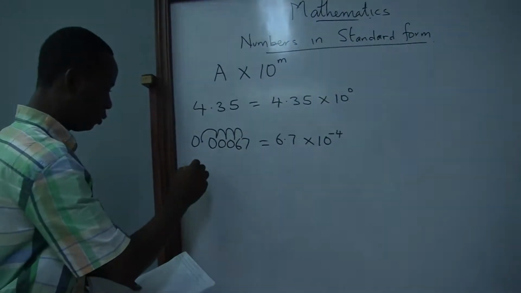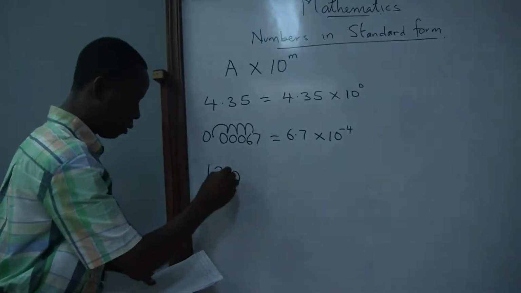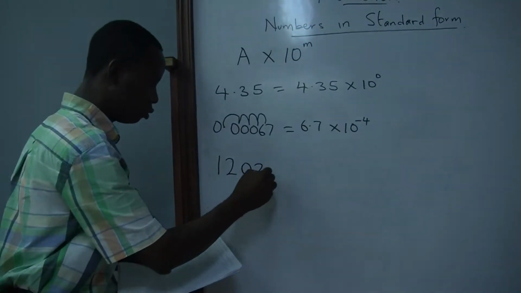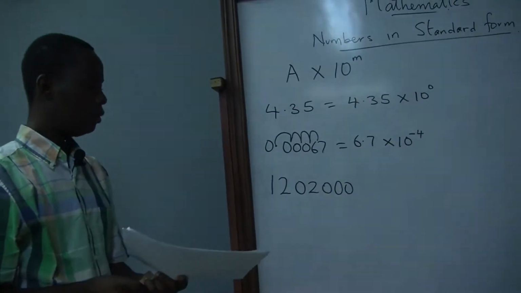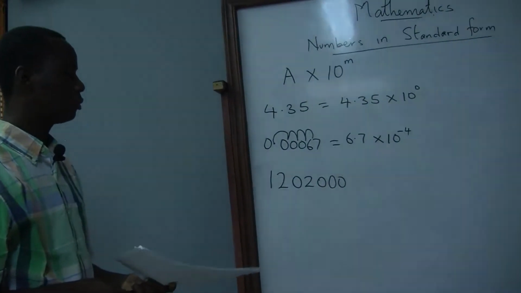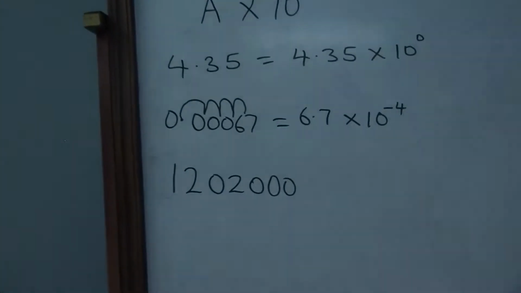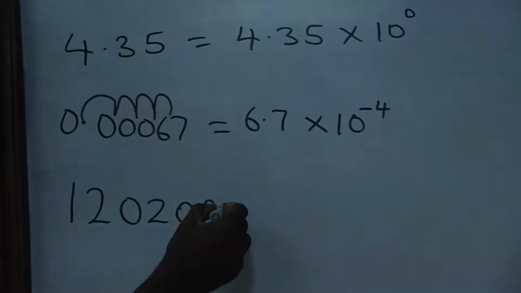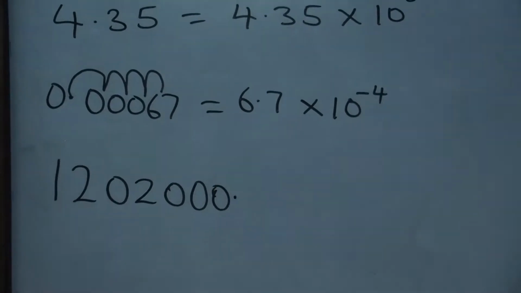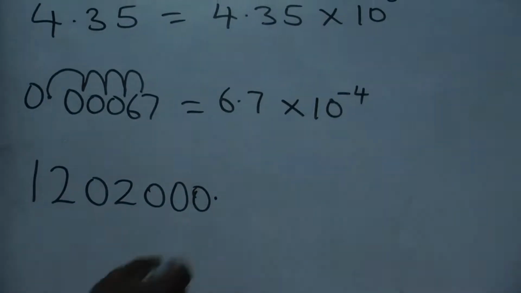More examples. If we have 1, 2, 0, 2, 0, 0, 0, and we want to write this in standard form. Mind you, remember I said earlier that there is a decimal point right behind it, even though we don't always show it.